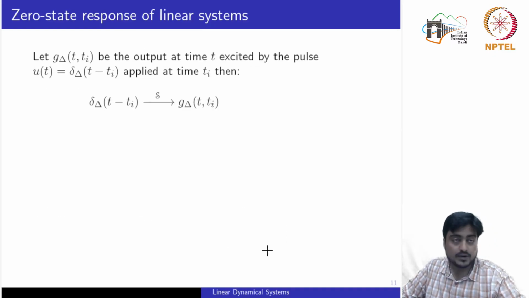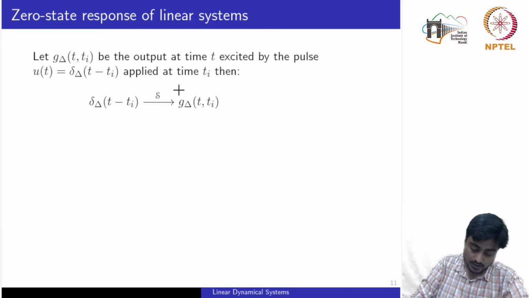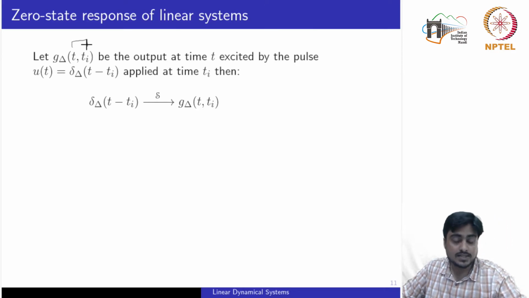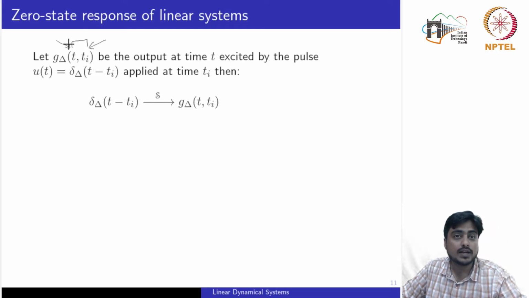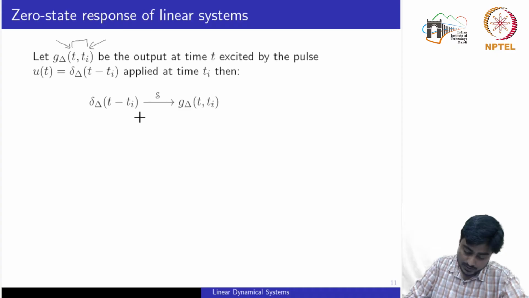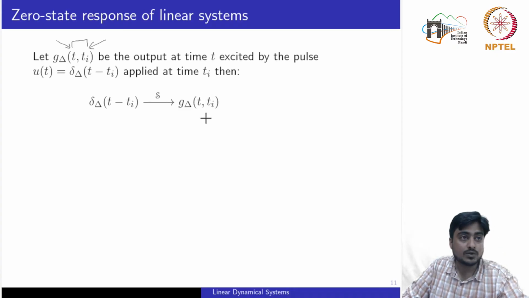Now suppose we define g of capital delta t comma t_i as the output of the system at time t_i, which is excited by the pulse applied at time t_i. So pay attention to these two variables, t comma t_i. It says that we are applying the input at t_i and we are observing the output at time t. This can be represented using our earlier notation: when the input delta of capital delta is applied to the dynamical system, we obtain this response.